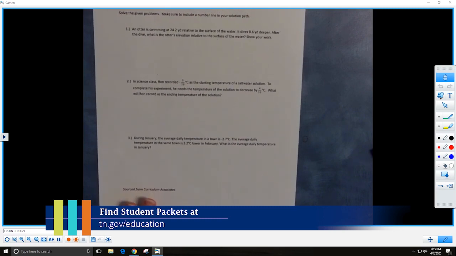Here is that independent practice. You are given 3 problems here, and you have been asked to solve the given problems and then to make sure to include a number line in your solution path. Good luck on this, and make sure to do your best.